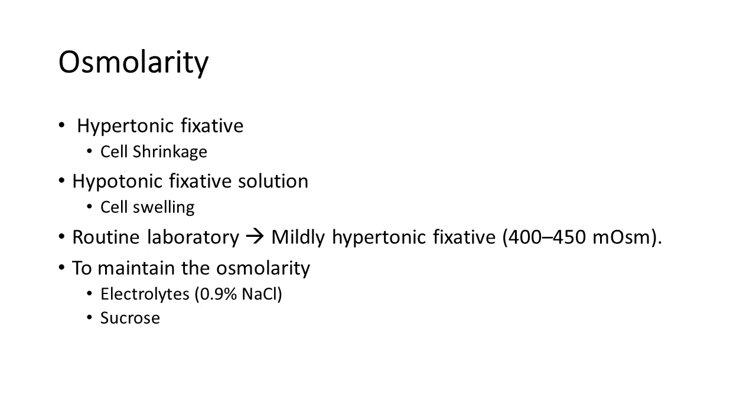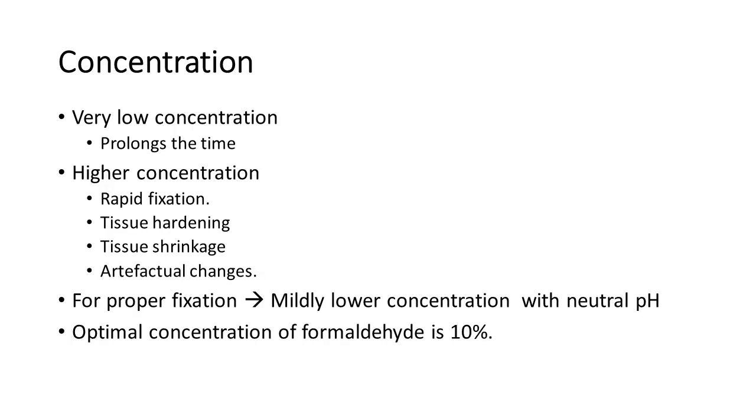Electrolytes, normally 0.9 normal saline, or sucrose may be added to the fixative to maintain its osmolality. A mildly hypertonic fixative, with an osmolality of 400 to 450 milliosmol, is preferable for routine use in the laboratory. So we have to maintain the osmolality of the fixative at normally 400 to 450. If it is increased more than that, the cell shrinks. If the osmolality is reduced, the cell swells. To avoid this, we have to use electrolyte or sucrose solution.